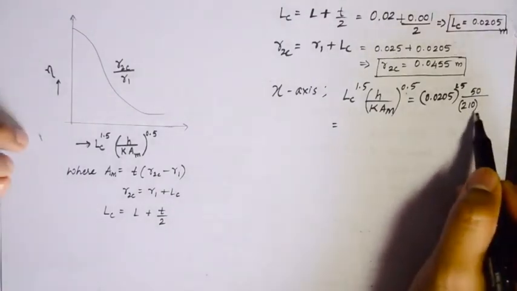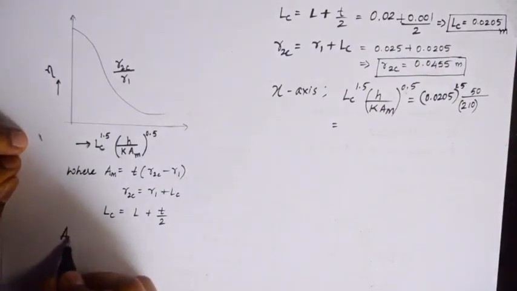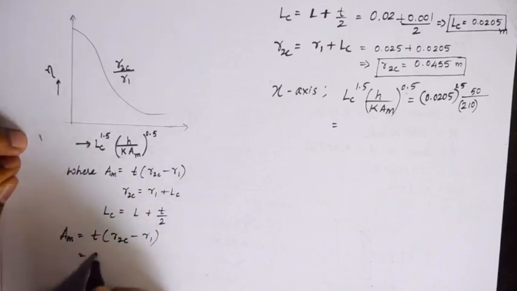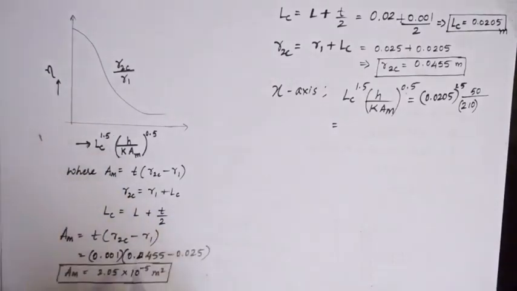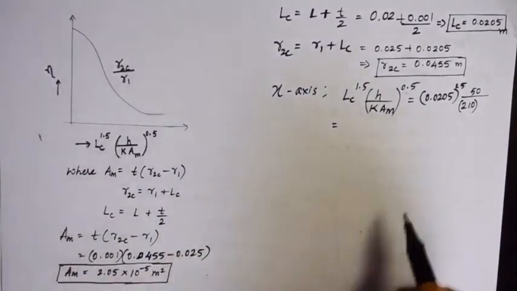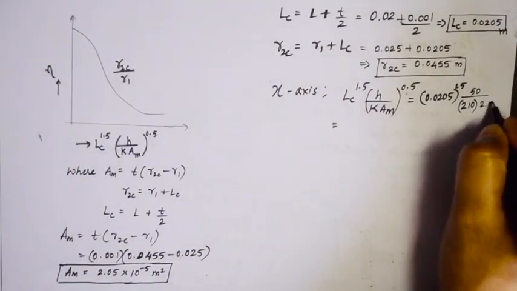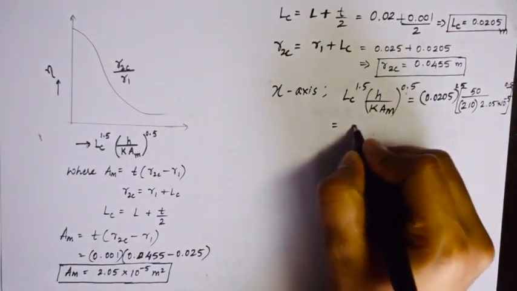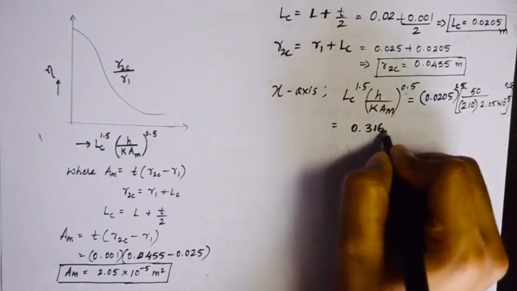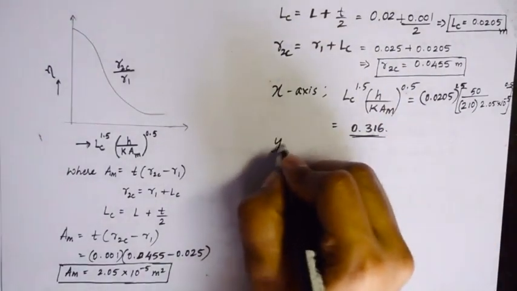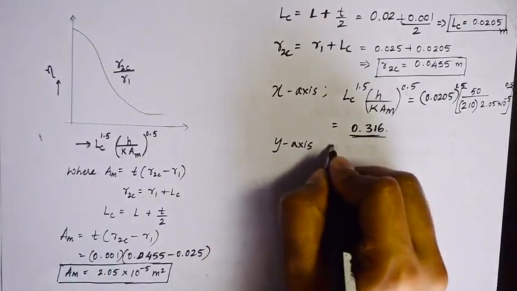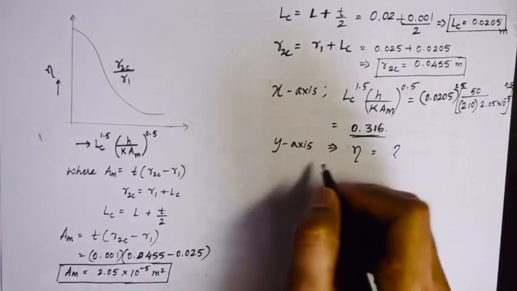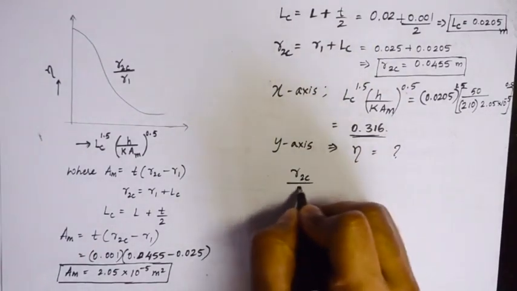The Am value was required, and we have not found it out. Let me find the value of Am as well, which is given by t into (R2c minus R1). So we'll get the Am value, and we can substitute this over here. We get the value for the x-axis as 0.316. We'll find the value for the y-axis as well. The y-axis is the efficiency, which we need to find. We'll find the curve R2c by R1.